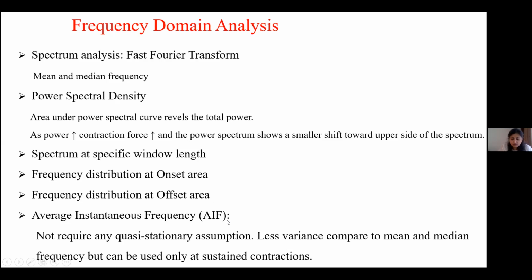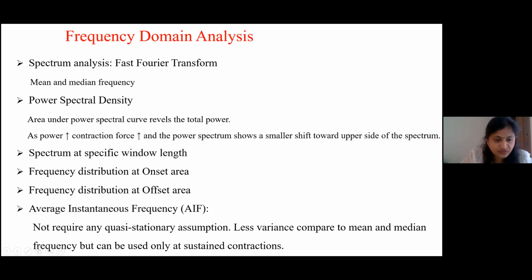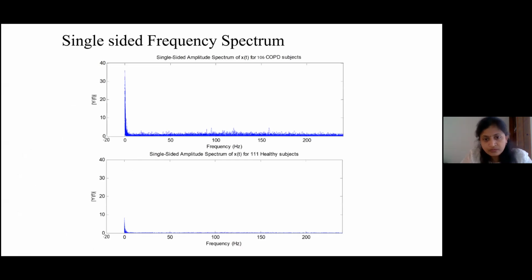Many researchers have also done frequency domain analysis using average instantaneous frequency. Like in the time domain, where we used the average instantaneous amplitude for onset detection, many researchers also use the average instantaneous frequency because it doesn't require any stationarity assumption, and it has less variance compared to the mean and median frequency from the fast Fourier transform. But it cannot be used for sustained contraction. This method cannot be used there. So this is your single-sided frequency spectrum. You can see this is whenever the muscle is active.